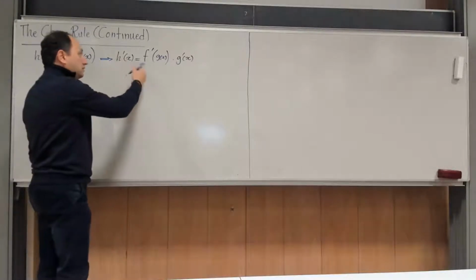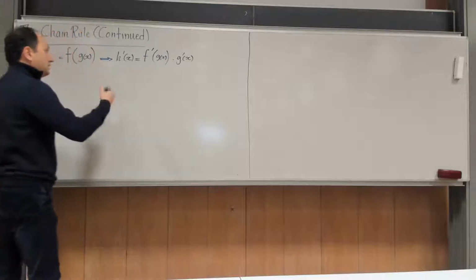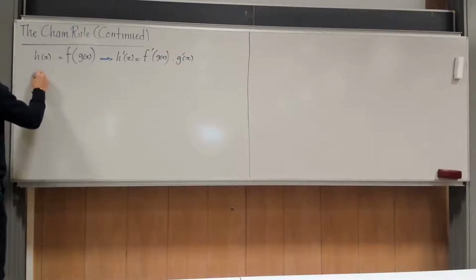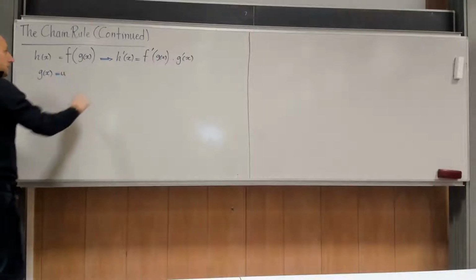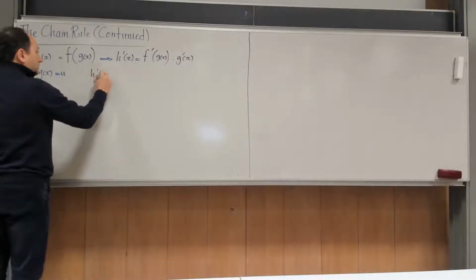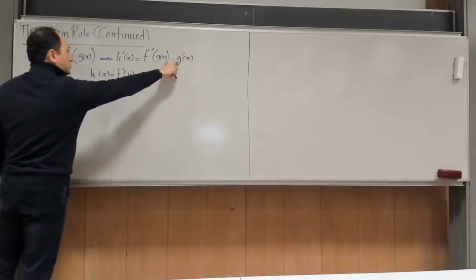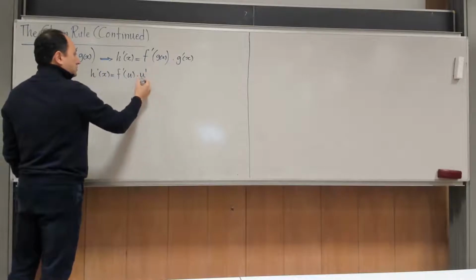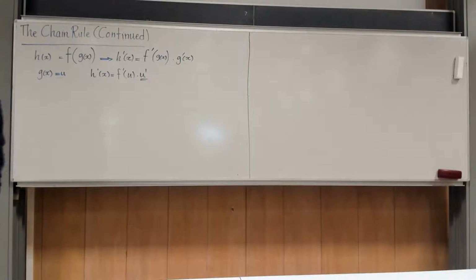So we solved some problems using exactly this formula, but I told you that it would be easier if you think in this way. So if you give this g of x a new name, so let me call this one u, and then this becomes h prime of x is equal to f prime of u, but g prime of x is just simply u prime. So this u prime is the important thing that you need to remember when you are dealing with the chain rule. Yes?